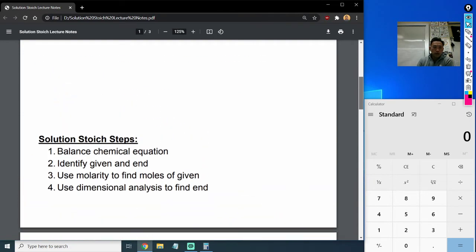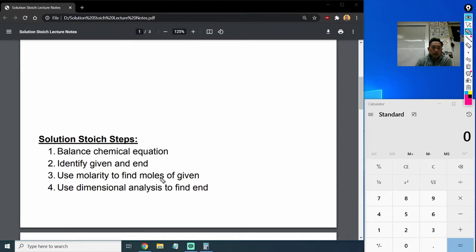Okay, so before we get started, I want you guys to copy these steps down. Whenever we have a solution stoichiometry problem, like the ones we're going to be doing today and for the rest of the unit, you're going to want to follow 4 steps. Now, 3 of the steps are exactly the same as the ones that we learned about in regular stoichiometry. The first step is we need a balance. That's the same. We're going to identify the given and the end. That's also the same.